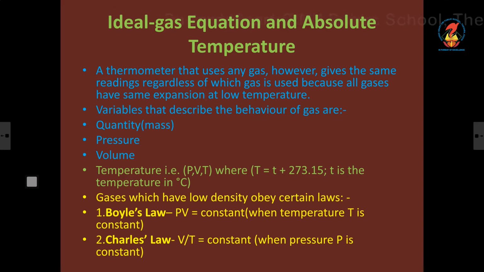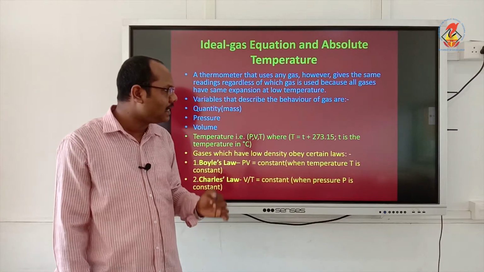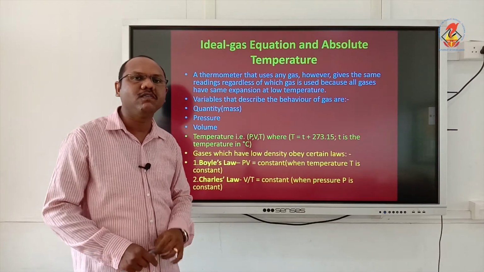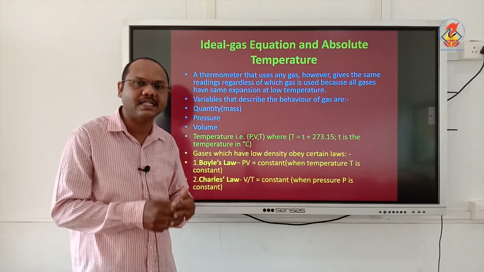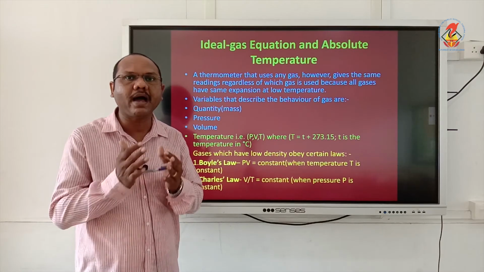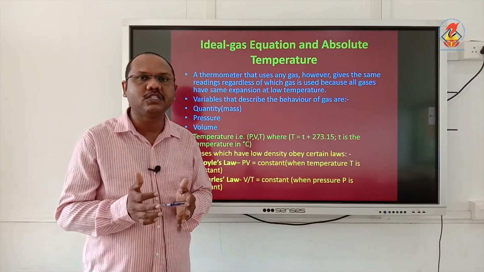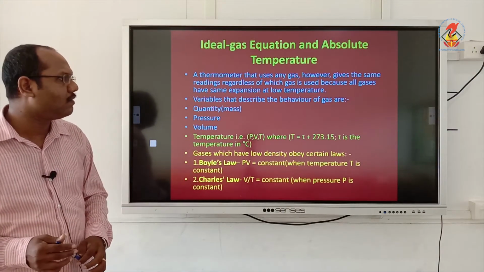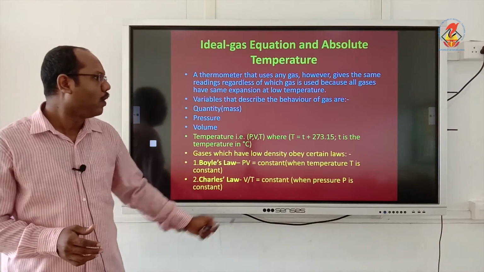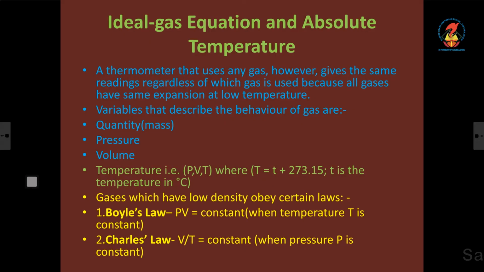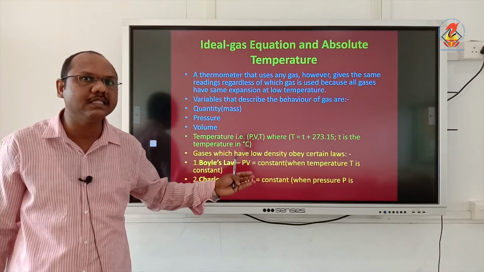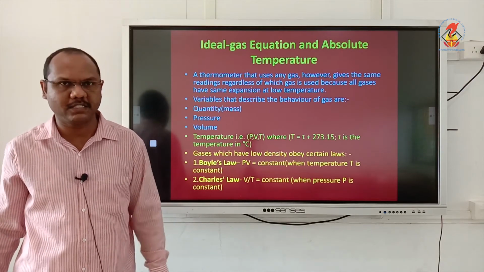Now always when we take T, that T is degree Celsius plus 273.15. That means always in the ideal gas equations and the ideal gas calculations, you have to take the temperature in Kelvin. The gases which have low density obey certain laws, and the gases which obey these laws are called ideal gas.